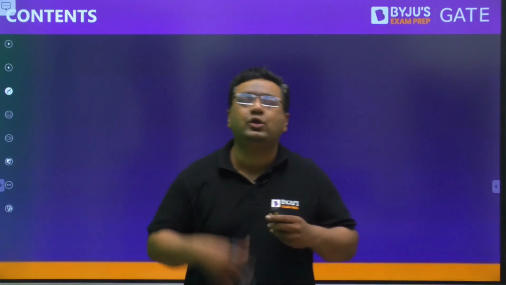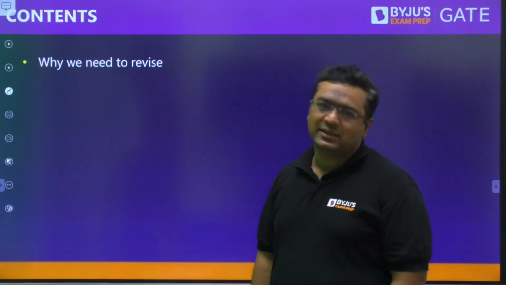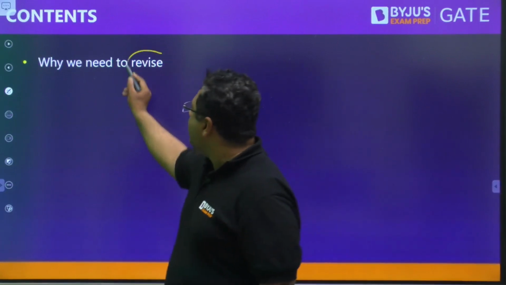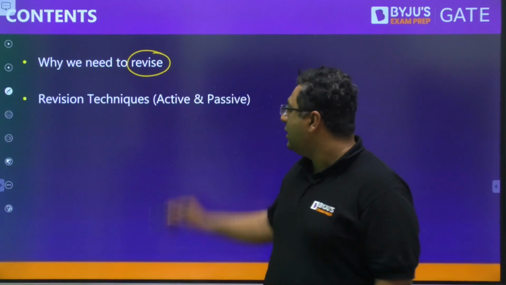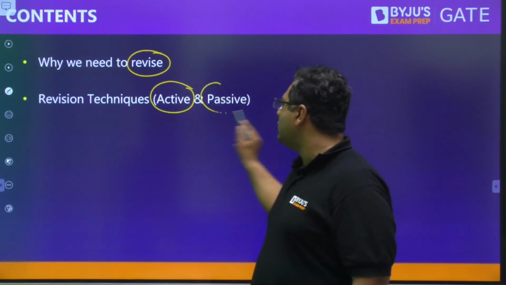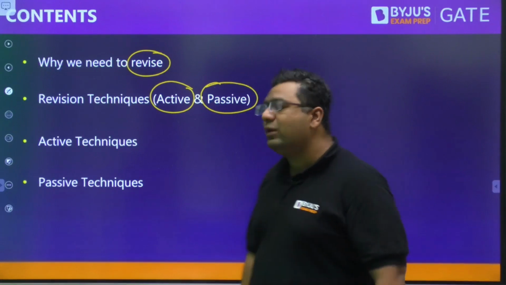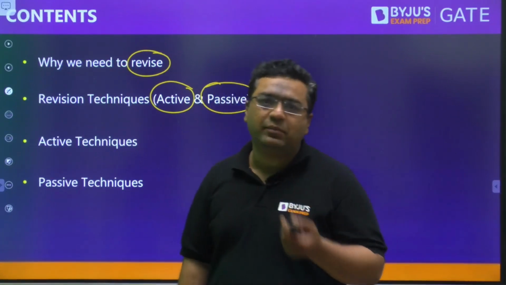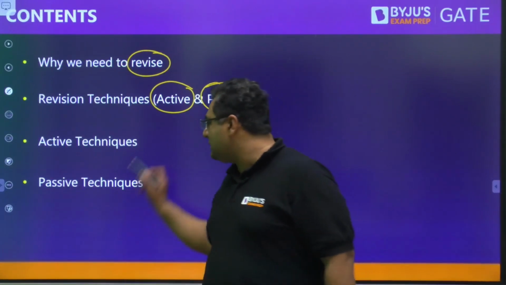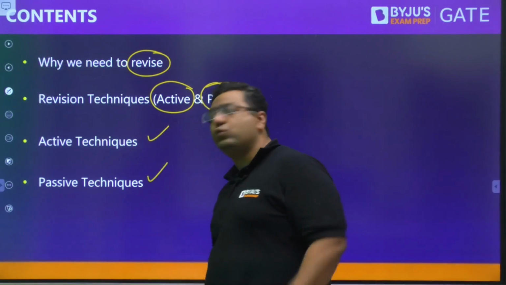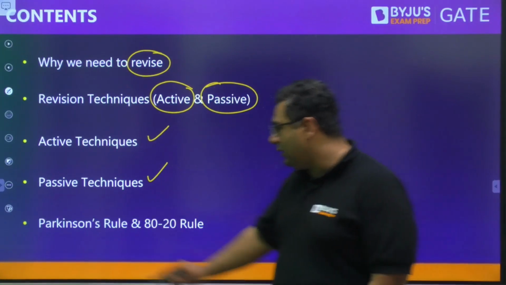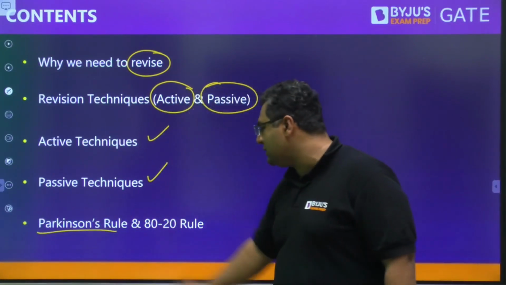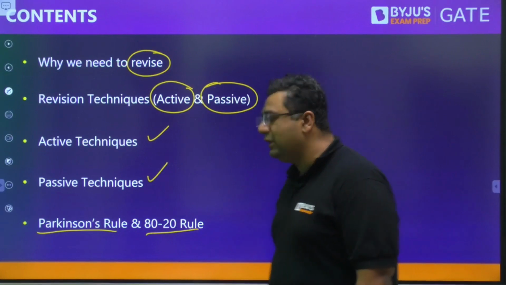So guys, before we start, I would like to tell you the main contents of this session, what you are going to get from it. First of all, we will discuss what is the need to revise, why we shall revise. Second, the types or techniques of revision, because these techniques are going to help you retain it for a longer duration. Last, we will discuss Parkinson's rule and the 80-20 rule. These two are my favorite.